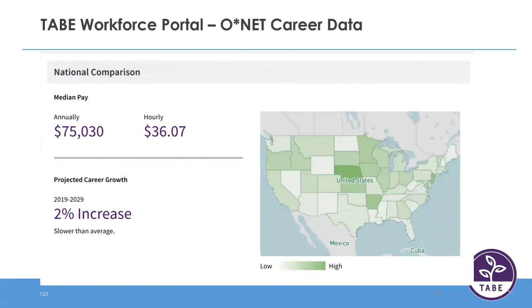growth. So this job of electrical power line installer, we see the map. The map is shaded. Darker states have higher demand. So we see in the middle of the country, a little bit higher demand. On the southern border, not so much. So depending on where this student might be, they can see that on a national basis, a 2% growth. We could then zoom into a zip code to see what that growth is locally versus nationally as well.